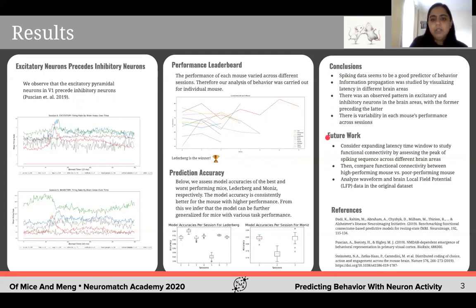Future work includes expanding the latency window for all brain areas to study functional connectivity and compare connectivity between best and poor performing mouse. Also analyze waveform data and local field potential data in the original data set.